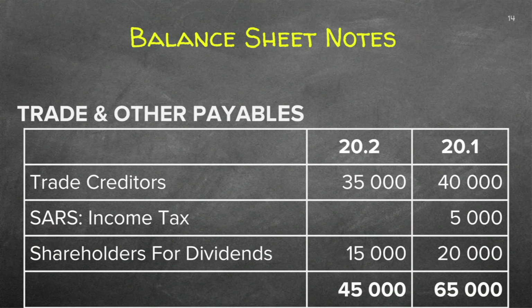Now we're going to look at trade and other payables. So I've got my trade creditors. Last year, 40,000. This year, 35,000. And then remember, we are not going to include SARS income tax in this calculation, and neither are we going to include shareholders for dividends. So let's go back to our trade creditors. Last year, they were 40,000. This year, 35,000. So there's been a decrease in our creditors, which actually means we have paid our creditors.